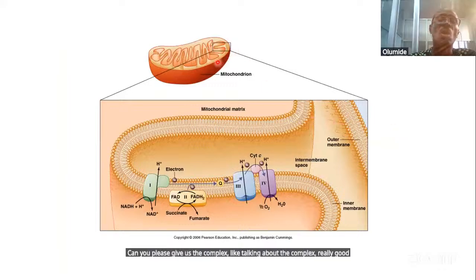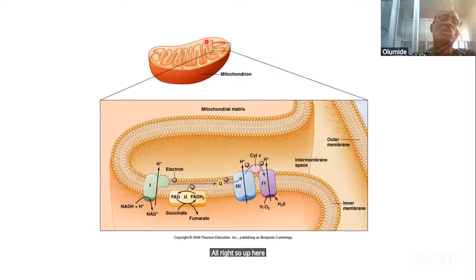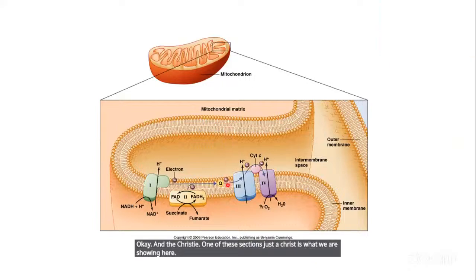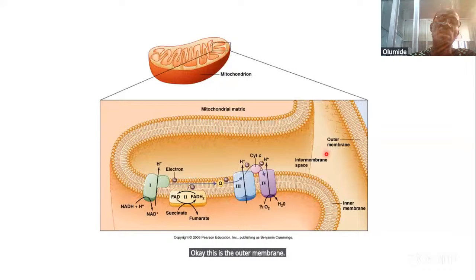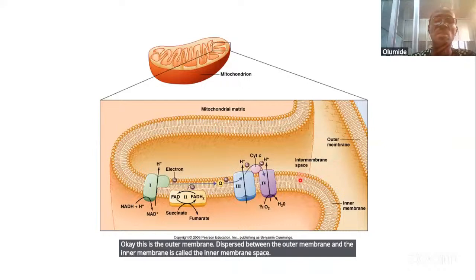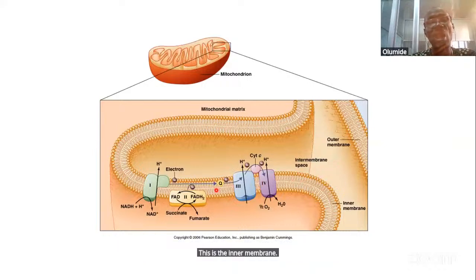All right. So up here, you have the mitochondrion, and the cristae. One of these sections, just a cristae, is what we are showing here. This is the outer membrane. The space between the outer membrane and the inner membrane is called the intermembrane space. This is the inner membrane. The inner membrane houses the electron transport chain, which comprises 4 complexes: complex 1, complex 2, complex 3, and complex 4.